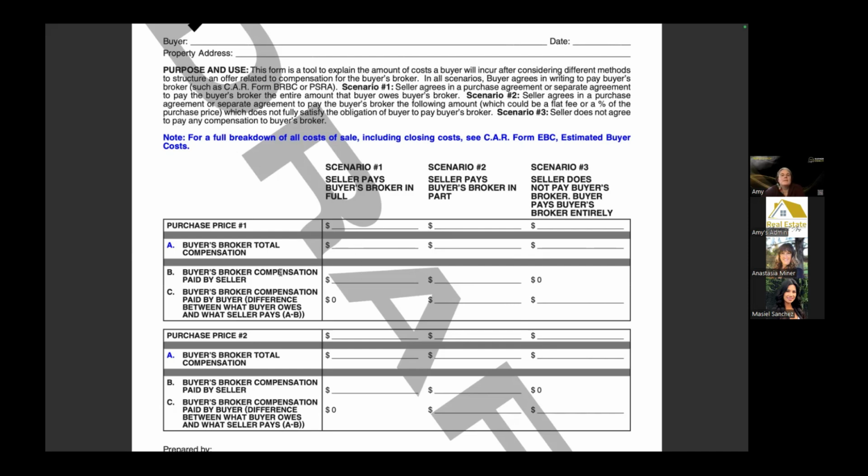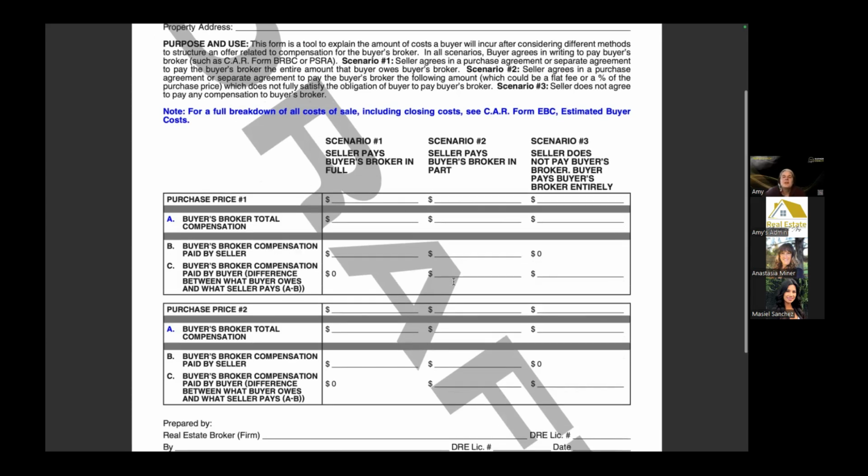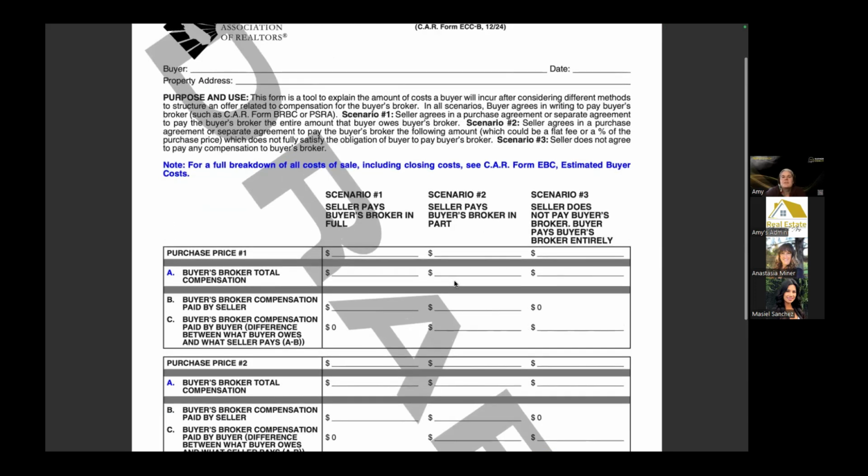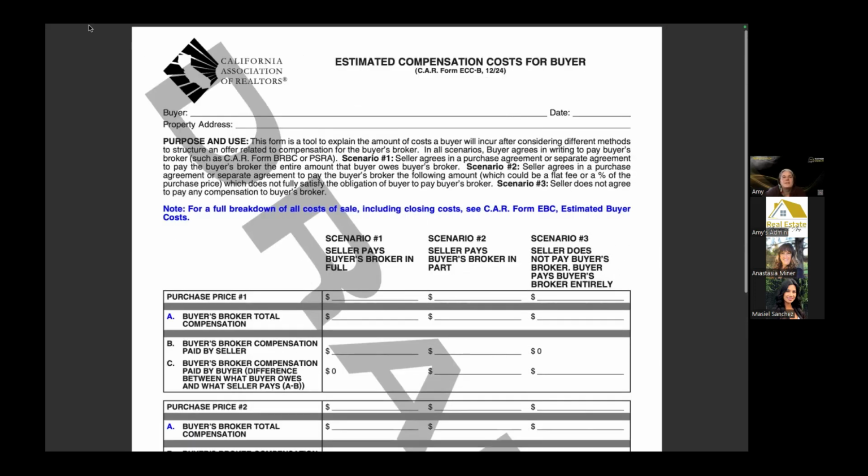Here's the buyer's broker's compensation paid by seller. Here's the compensation paid by buyer. And then you've got a couple different purchase prices. You can work that out. Scenario 1 is seller pays buyer's broker in full. Scenario 2 would be seller pays buyer's broker in part, just part of what's due. And 3 is seller does not pay buyer's broker. Buyers pay buyer's broker entirely. So it gives you some different scenarios you can work out and show them in case they need a visual example of what that looks like. Any questions about that form, the estimated compensation costs?